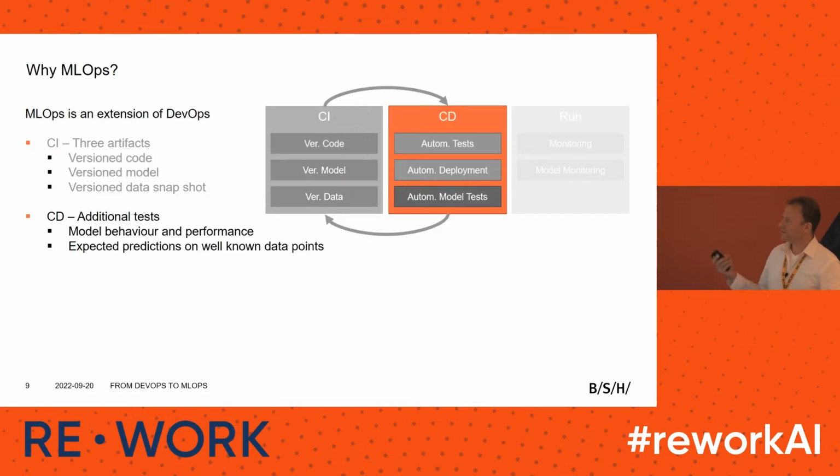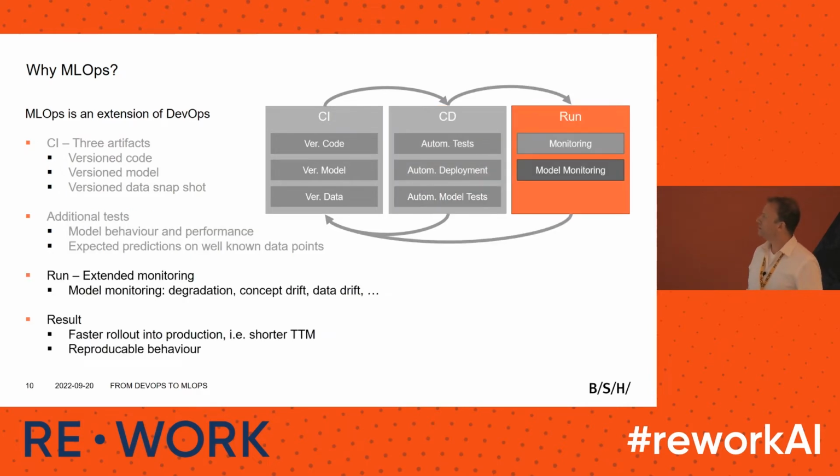Then the next stage is again similar. You still run the traditional tests from software development because you still have some parts that are software. But in addition to that, you also want to know how your model behaves. So you have specialized tests, maybe some edge cases where you know what the predictions should be, so that you can also do some regression tests. If you switch out the model, does it still make the same predictions as the previous generations for the known data points?